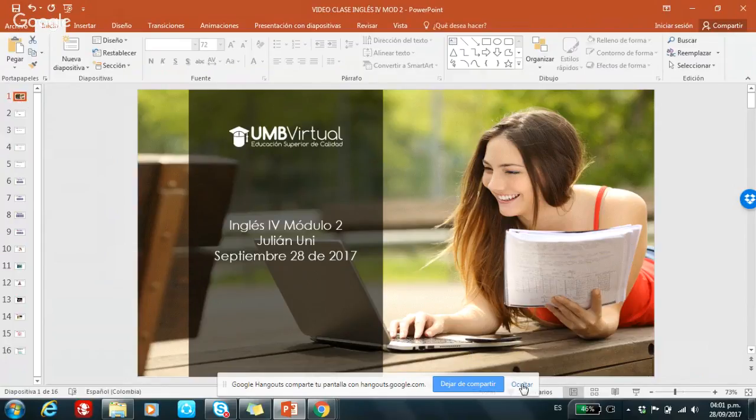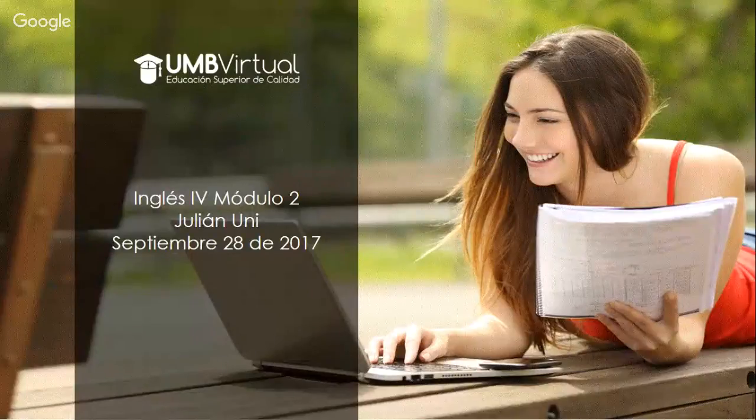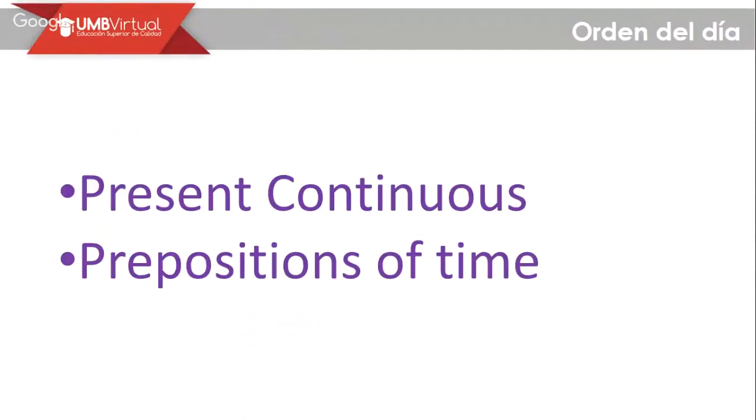Okay, so we're going to start. This is our second module for the English level 4 for software engineering. So the main idea for today's class is to understand the topics for module number 2. We are going to work on present continuous and prepositions of time.